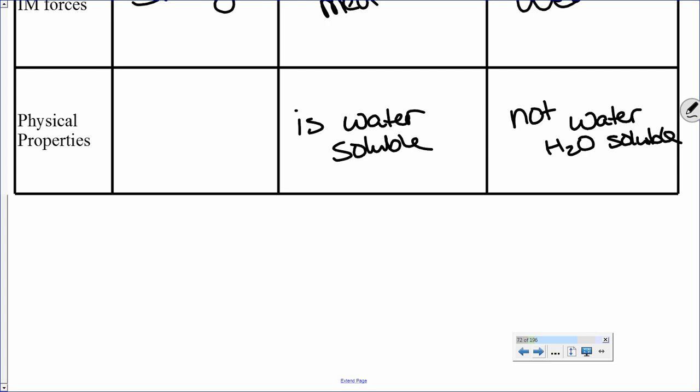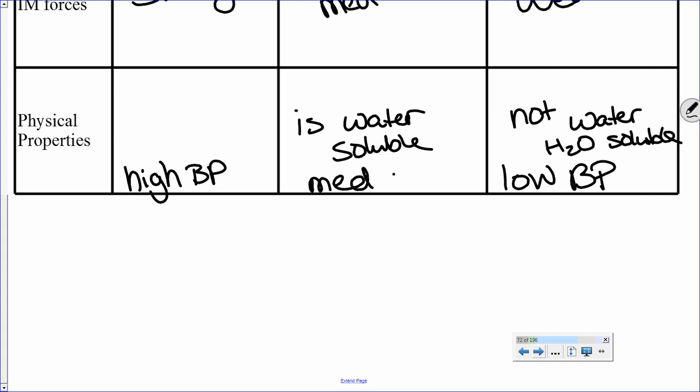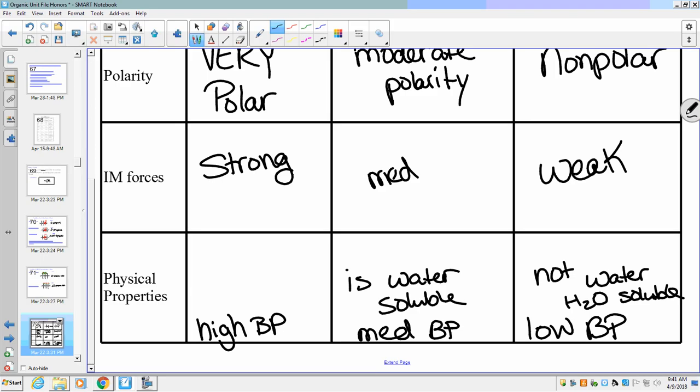Ethane is not. Now, another important physical property is we're going to have a very, very high boiling point for water and a very, very low boiling point for ethane. It would actually be a gas at room temperature, whereas alcohol, or ethanol at least, falls right in the middle and has a medium boiling point. So those are some of the important physical properties.